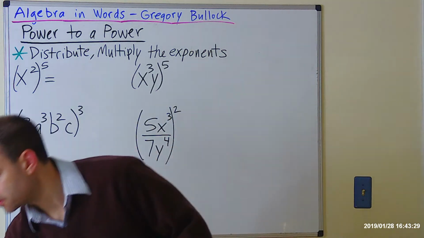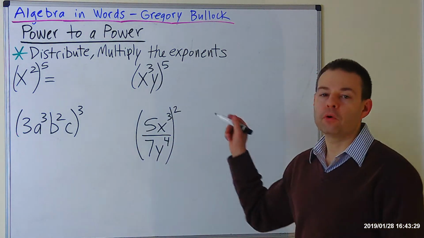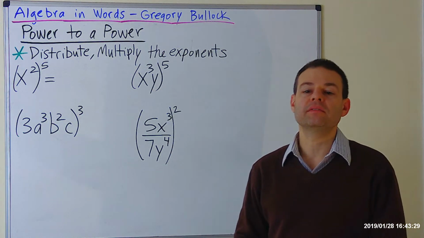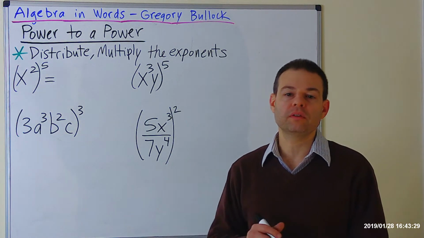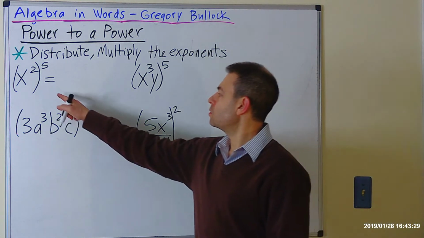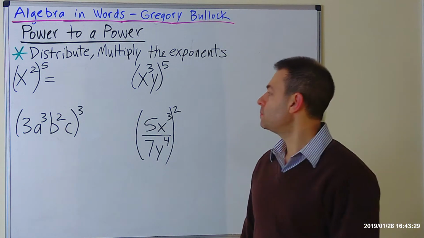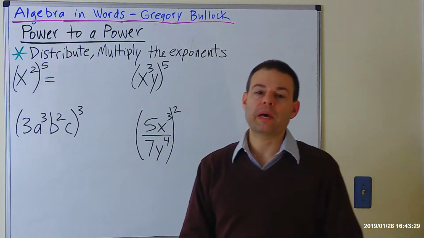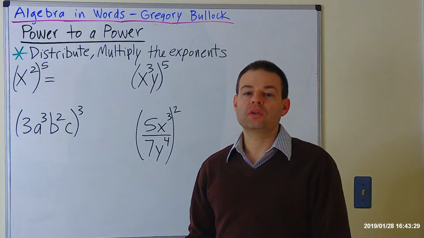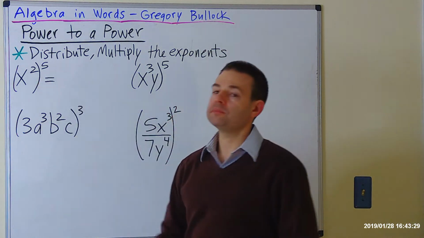So let's get started. I have 4 problems on the board here, and they're all of different difficulty, and they're all to exhibit a few different details. So let's start with an easy one on the left. We have, in parentheses, x squared raised to the power of 5. This is what you would call a power to a power.